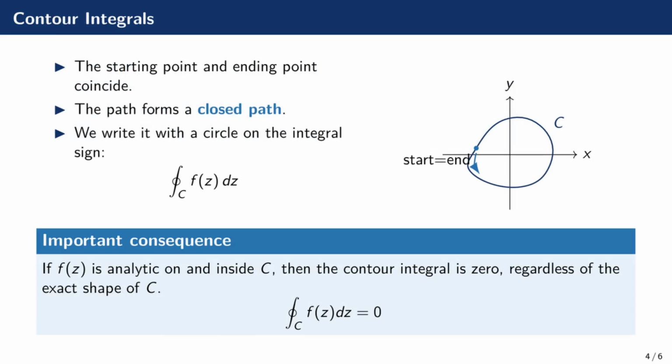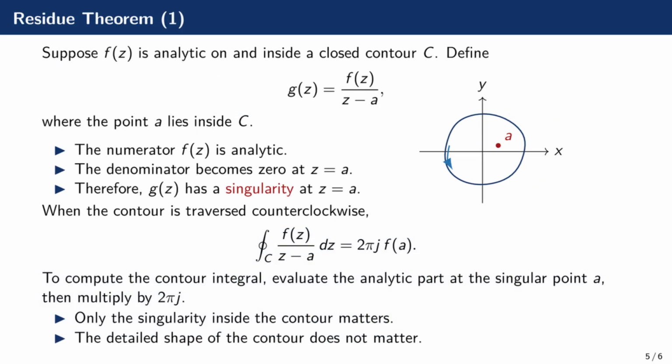Contour integral. Let us define a contour integral. A contour integral is an integral where the starting point and the ending point are the same. The path forms a closed loop. We write a contour integral using a special symbol. We add a circle to the integral sign. This indicates a closed path. Cauchy's result again: if the function is analytic inside the contour, then no matter what path we choose, the integral is always 0.